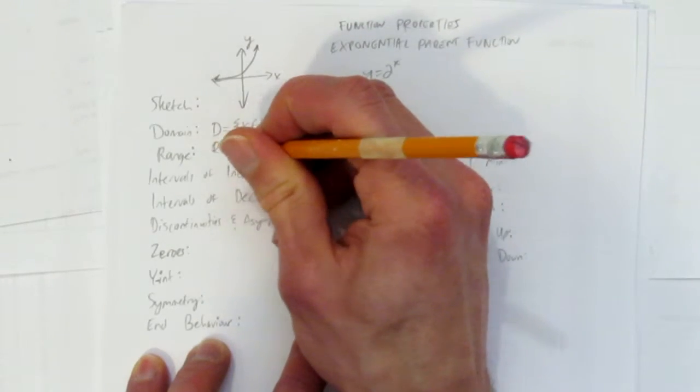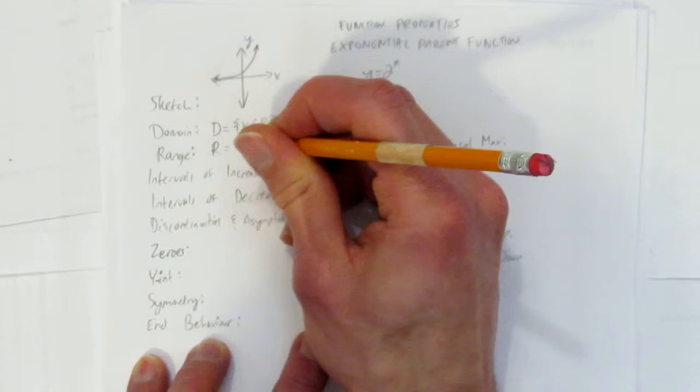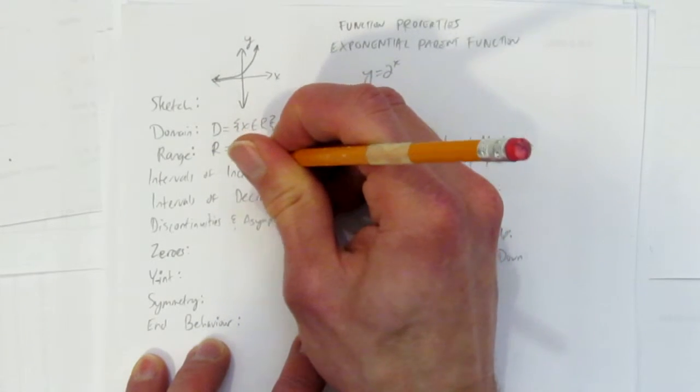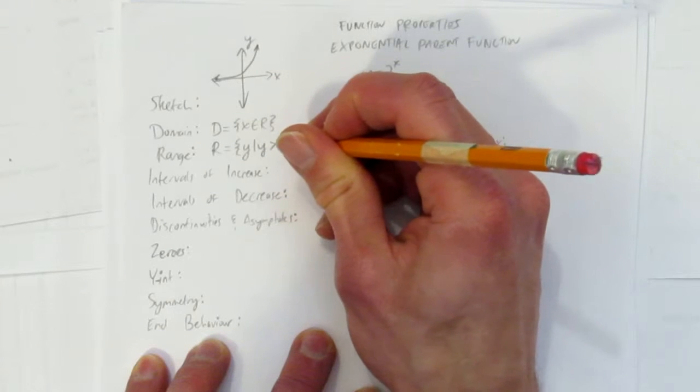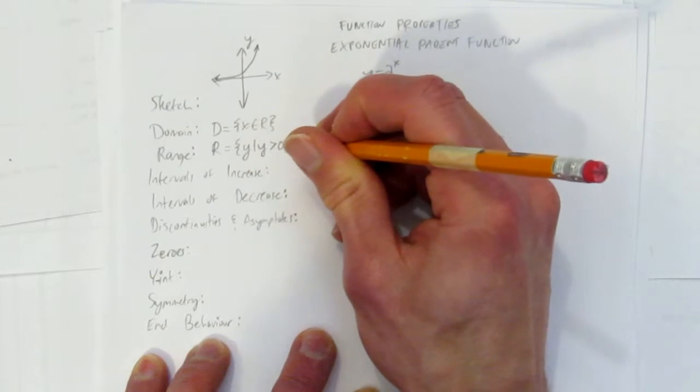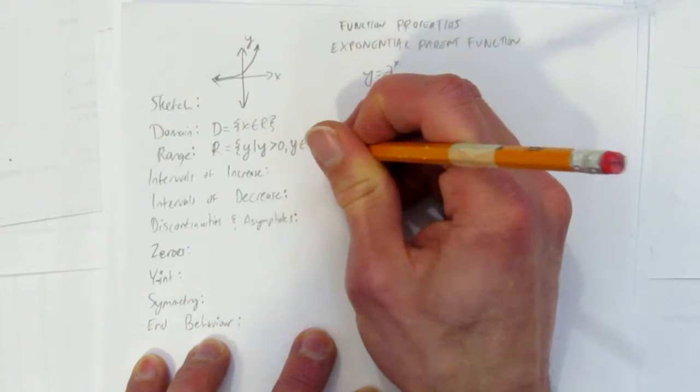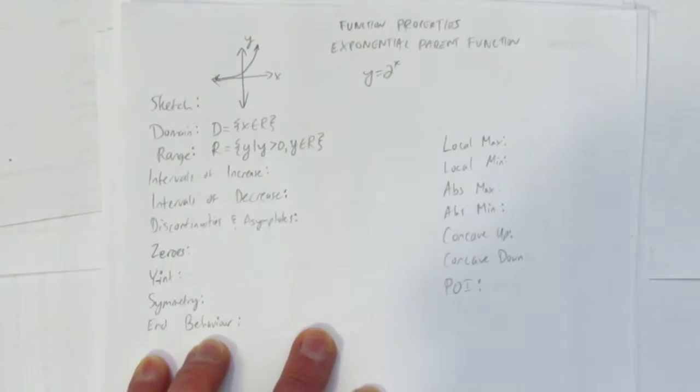The y's are a little bit different story. The range is the set of y such that the y's have to stay above that asymptote. y is greater than 0. Other than that, y can be any element of real numbers.